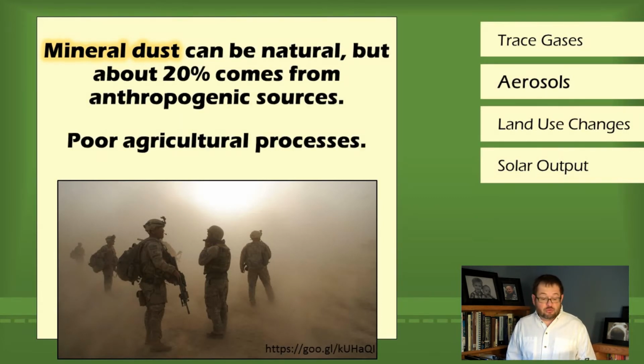And it can be natural, but about 20% of it comes from anthropogenic sources. Now, we don't have anything that literally just spews mineral dust into the atmosphere. When we say anthropogenic sources, we're primarily talking about poor agricultural practices, plowing the fields too much, draining a lake, things like that. Things that produce a friable, dusty material that then gets blown away.